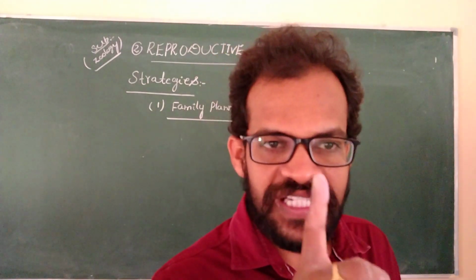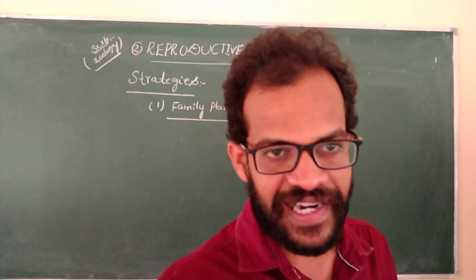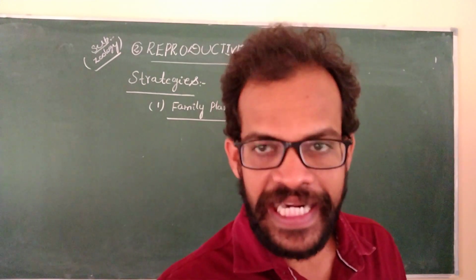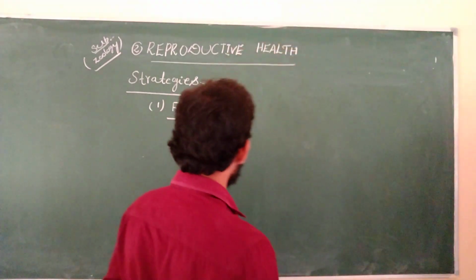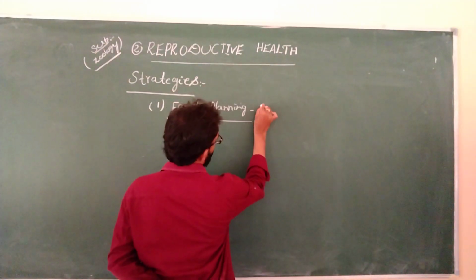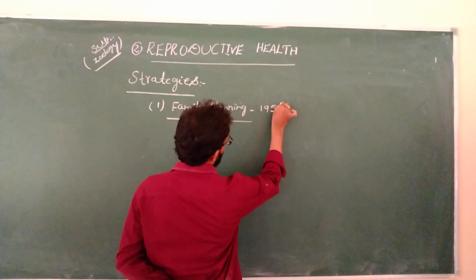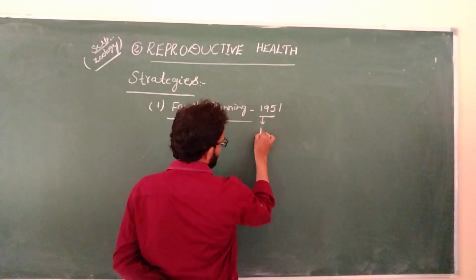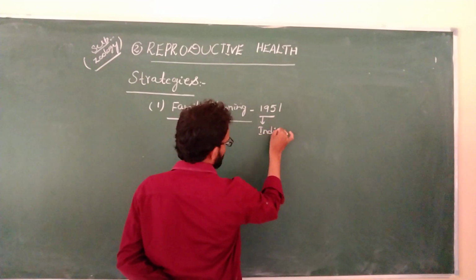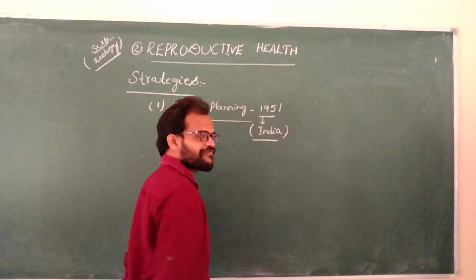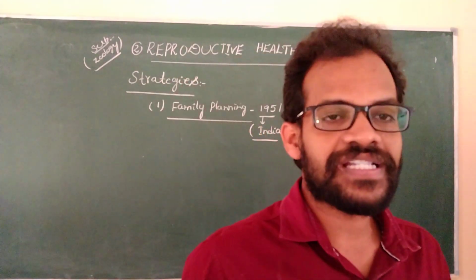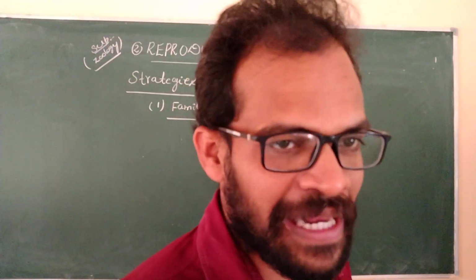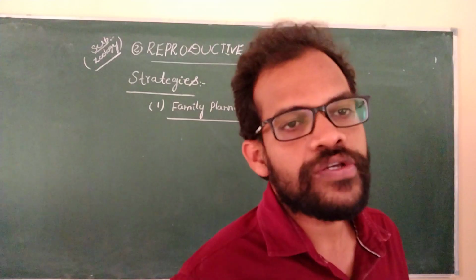This method was first implemented by one important country, India, our country, in the year 1951. What is the country? India. India first implemented the family planning method. The main target is to reduce the population.